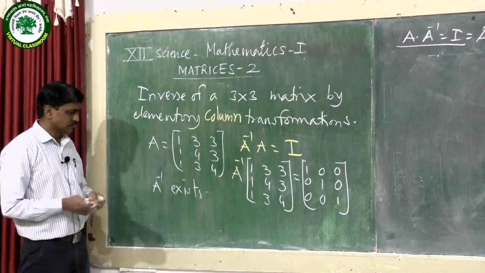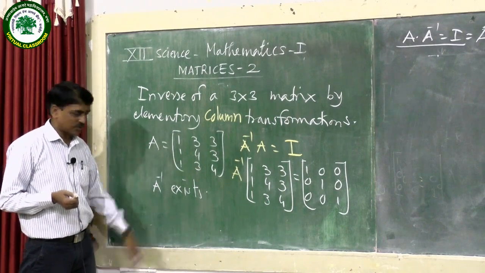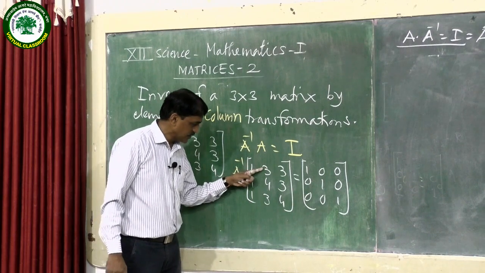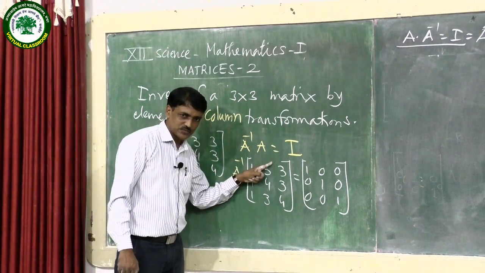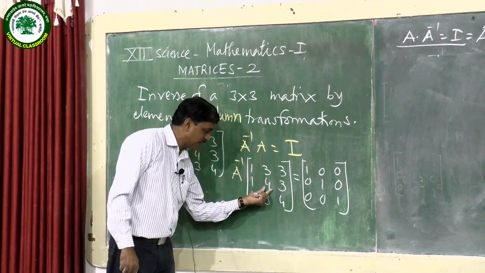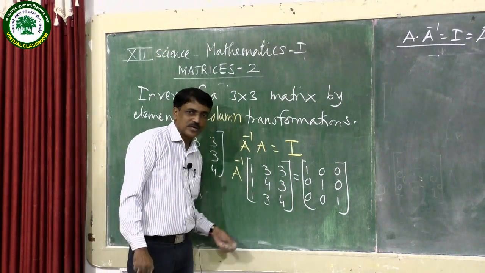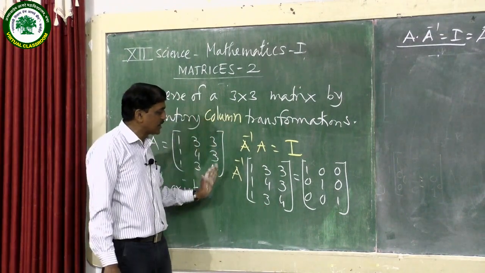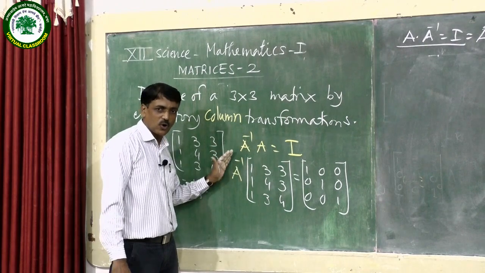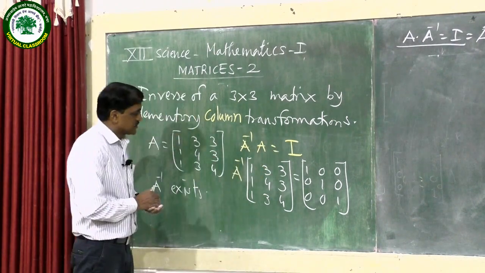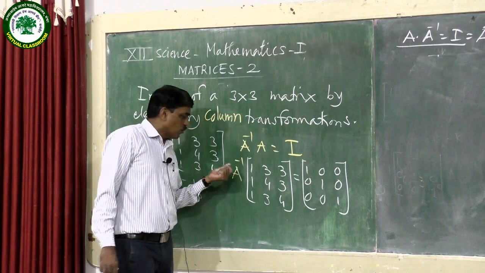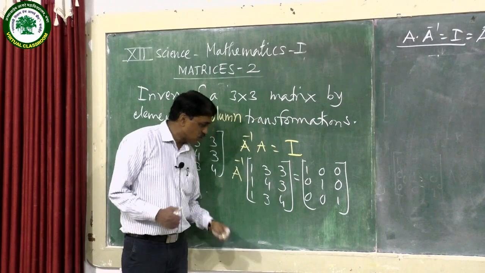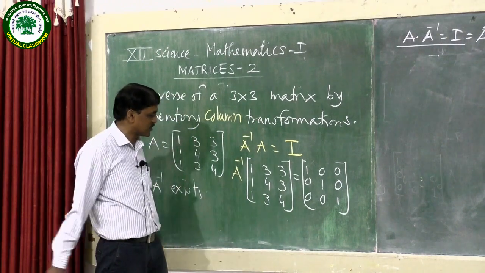Now while performing column transformations, convert this element into 1, these 2 into zeros, convert this 4 into 1, then these 2 into zeros, 1 and 3, finally convert this 4 into 1 and these 2 elements into 0. While performing column transformations, go row wise. See, now we have to convert these 2 3s into zeros. So how can we do it using column transformations?